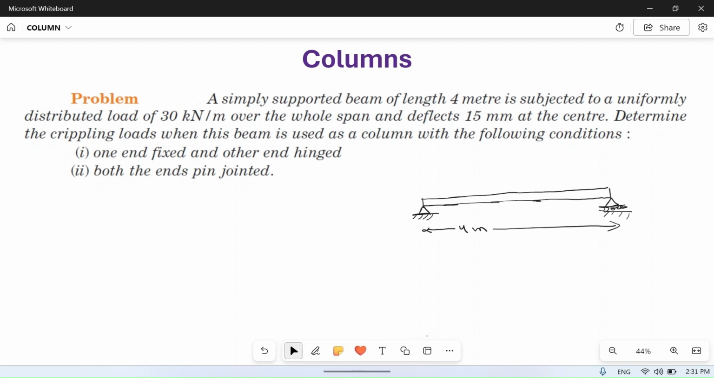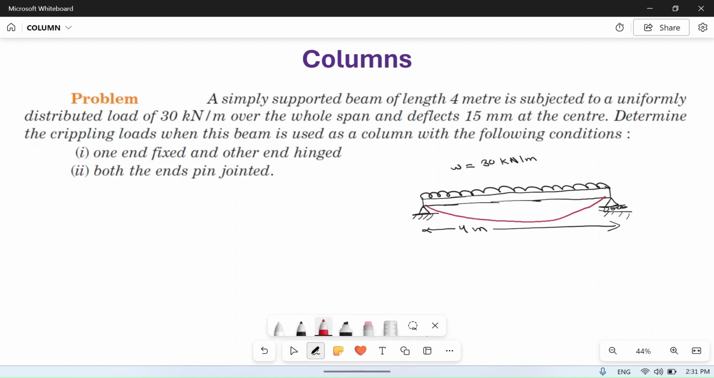It is subjected to a uniformly distributed load, so this is the uniformly distributed load, W is equal to 30 kilonewton per meter over the whole span, and it deflects 15 mm at the center. So under this load the beam will deflect like this, and this maximum deflection at the center is 15 mm. Okay, so this is what is given in the question.